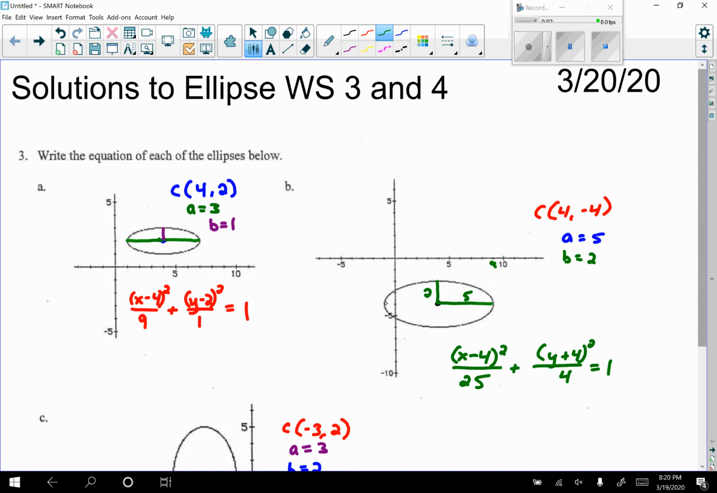Again, because our major axis is horizontal, with a being 5, a squared goes in the first denominator, as in part a. Let's go over the center first. I'm going to have x minus h, so x minus 4 squared. But look carefully, we have a negative 4 for k, so it's y minus a negative 4, which turns into y plus 4, that quantity squared. Because our major axis is horizontal, a equals 5 means a squared, which is 25, goes in the first denominator. b equals 2, so b squared is 4 goes in the second denominator.